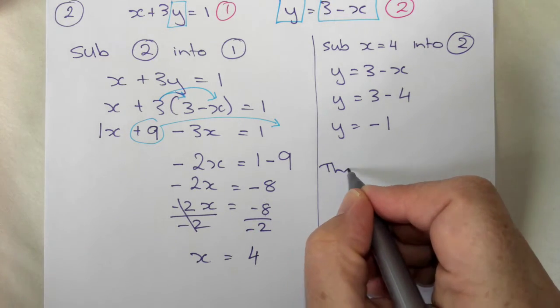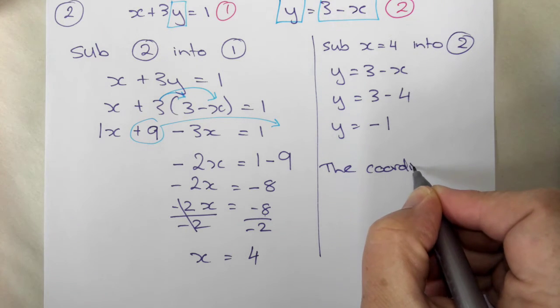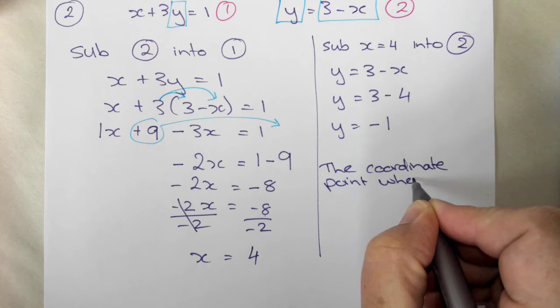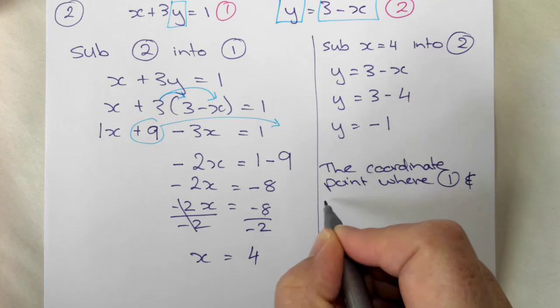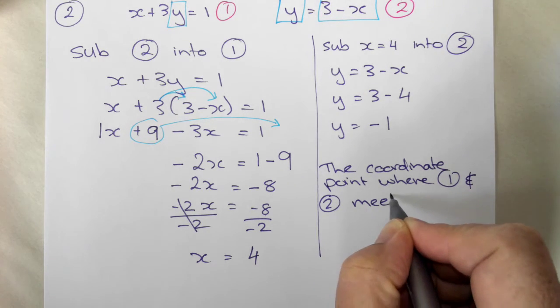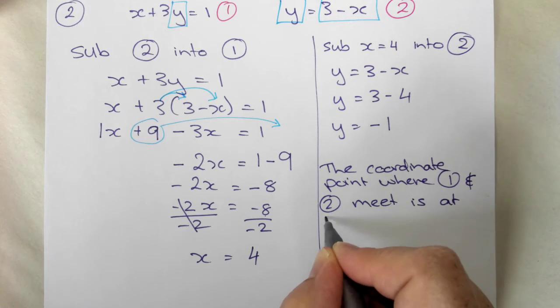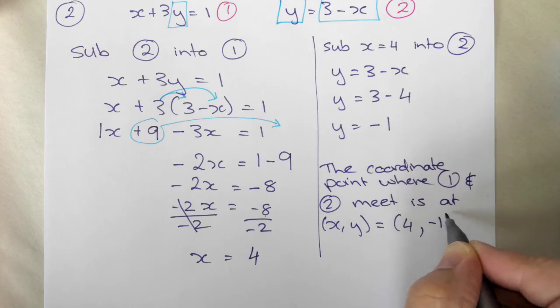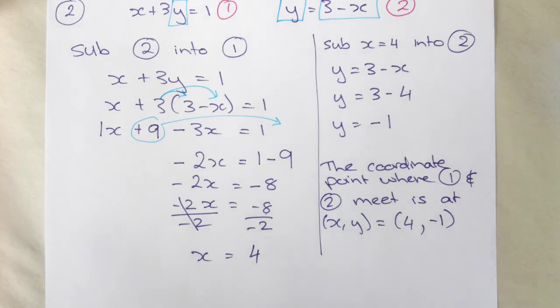Now I need to write this solution down. So I'm going to say the coordinate point where equation 1 and 2 meet is at x comma y is equal to 4 comma negative 1. And there's my solution.